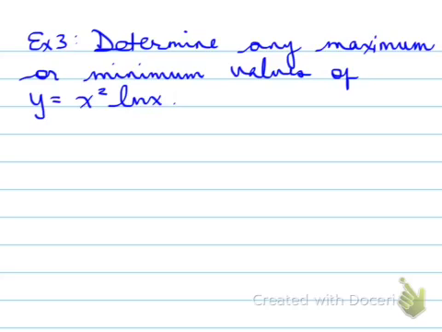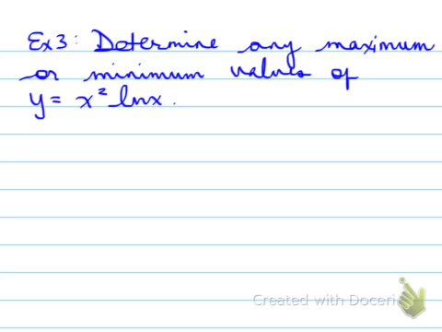Here are your two pieces. x squared is one of the pieces, and the other piece is ln x. So if we consider this the first piece, we need to take the derivative of this piece, which is 2x, times the second piece, which is ln x, plus the first piece times the derivative of the second piece.